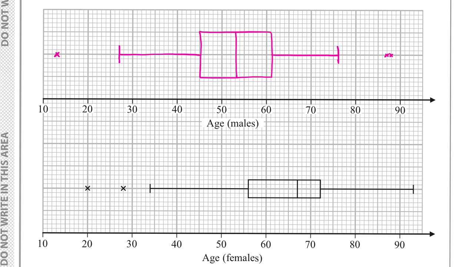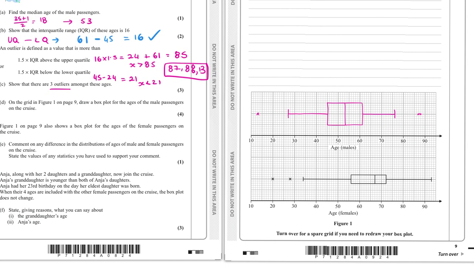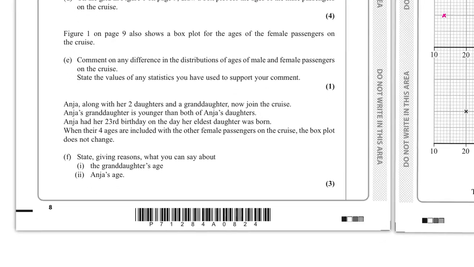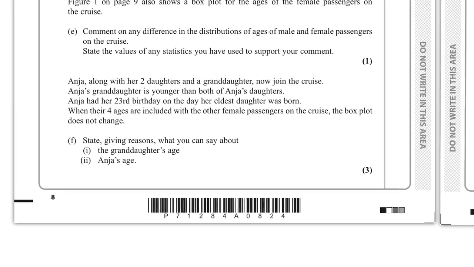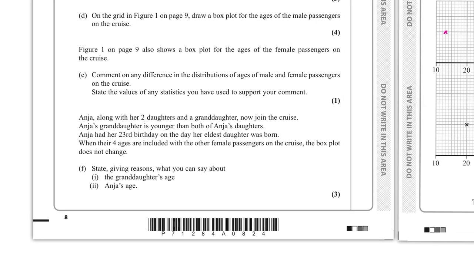So easy. Obviously use a ruler, etc. Okay, so it shows a box plot. Comment on any difference in the distribution of ages of male and female passengers on the cruise. State the values of any statistics used to support your answer.